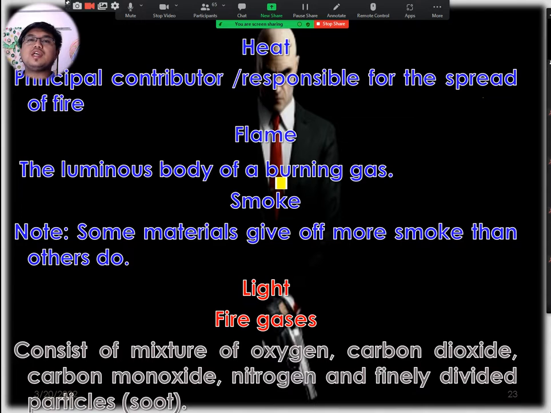Okay? Next is the light. Of course, there is light. Early people tried to ignite something to be able to produce light. And then, of course, gas. Okay? So we have a mixture of oxygen, carbon dioxide, carbon monoxide. That's why you have the soot. It's because of the gases.